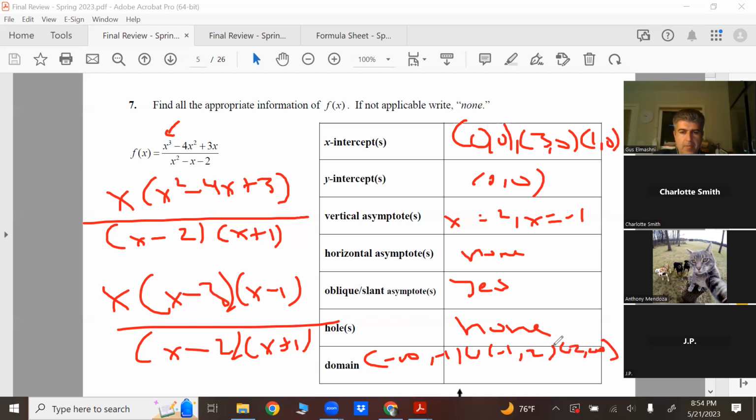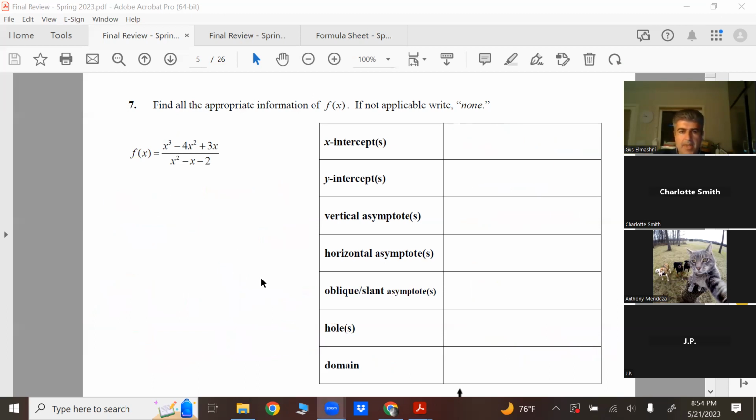If there was a hole, how would you write it? Well, if there were one, for example, let's say it's x plus 1, those cross off, right? Then -1 would be the x coordinate of the hole. And then for the y coordinate of the hole, you plug -1 into the simplified form. It's not that hard. We just never practiced that, so that's why I'm not going to ask that.